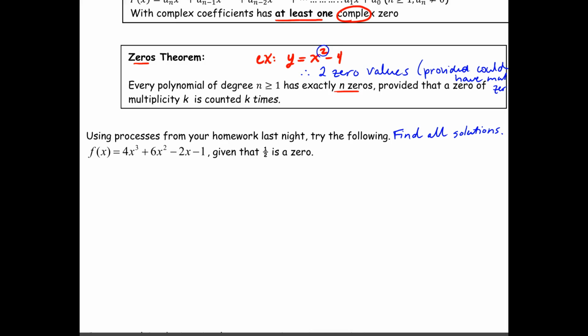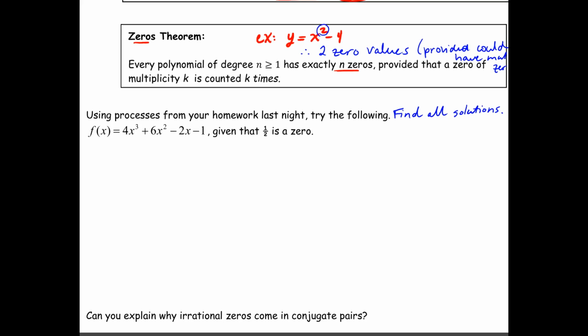Okay, so given that 1/2 is a zero, let's remind ourselves what we did in last night's homework. What would we do first to find the others? Well, first of all, how many solutions should we find? 3. Good, because it's a degree of 3. So how am I going to find the other 2? What do we do, Jeremiah?